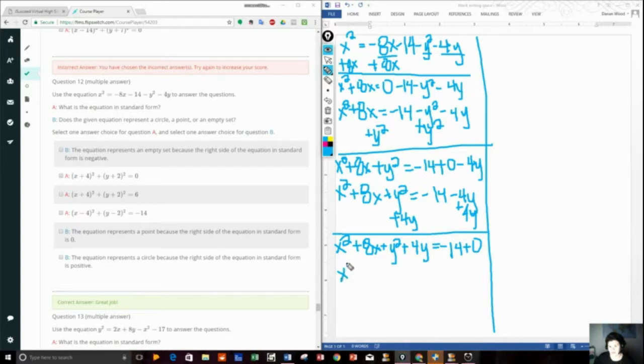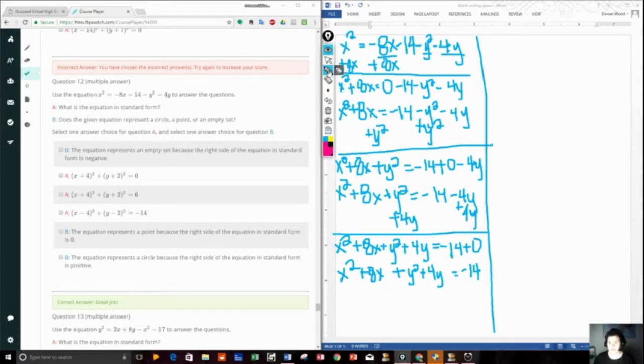So we have x squared plus 8x plus y squared plus 4y is going to equal negative 14. Alright, so that is the very first step when we're converting to standard form: we want to make sure any term that has an x squared, an x, or a y squared, or a y, we move to the left hand side, and we want to keep all of our constants, or all of our whole numbers, on the right hand side.